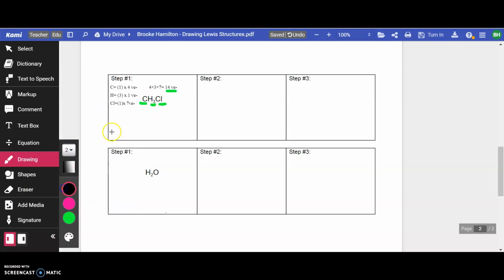So for this, we're going to have our carbon, hydrogen, and chlorine. For our valence, we have 4 for carbon, 1 for hydrogen, and 7 for our chlorine halogen.